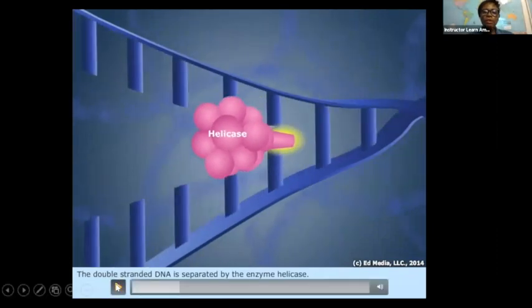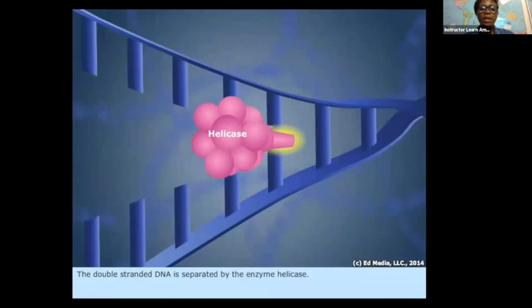DNA replication is a fundamental process by which multiple copies of DNA are formed. The double-stranded DNA is separated by the enzyme helicase. I just want to pause here so we can see the DNA strand. Even splitting those bonds needs an enzyme, and in this case it's helicase, the enzyme that splits the weak hydrogen bonds in DNA. Let's continue.